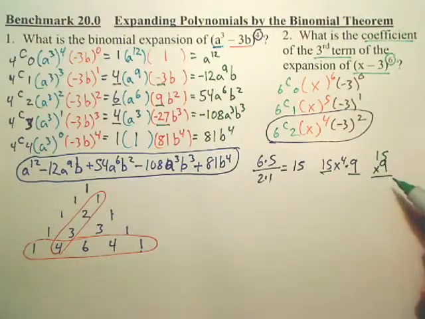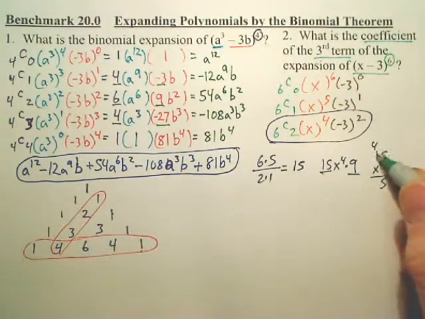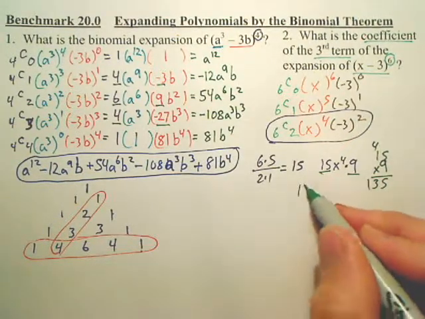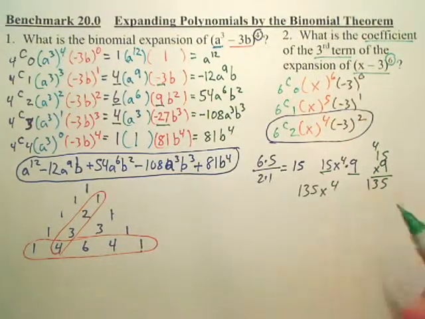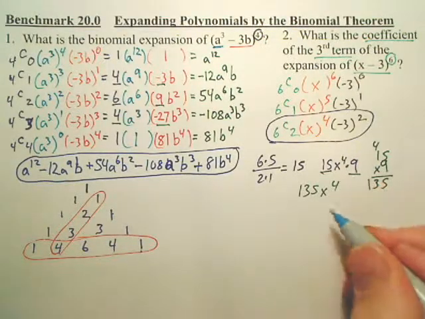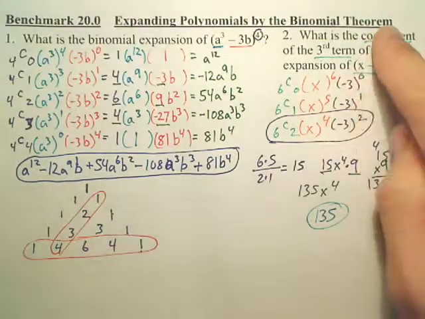So 9 times 15. 9 times 5 is 45. 9 times 1 is 9, plus 4 is 13. So my answer is 135x to the fourth. So what's my coefficient? What's the number in front of the x to the fourth? 135. Do you see how much quicker these problems are?